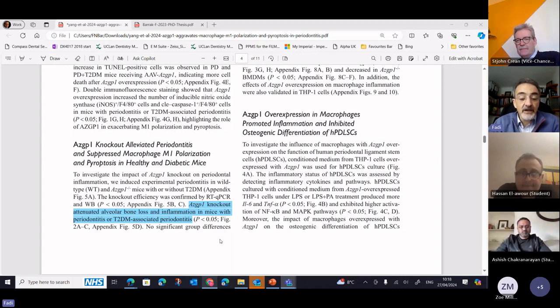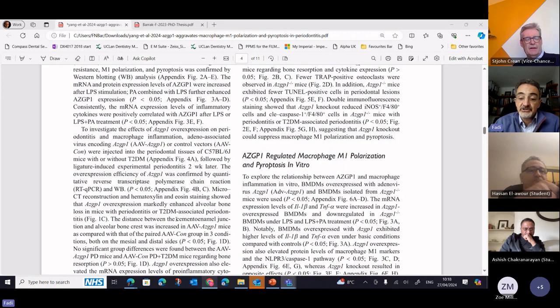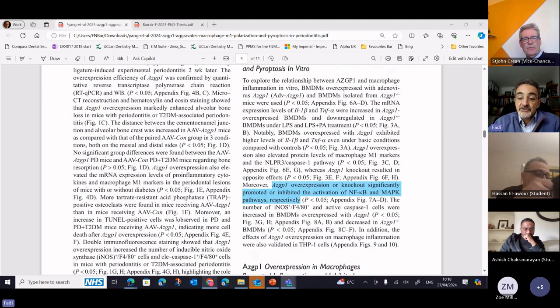Yes. Great. So basically, the next set of results they did. They used knockout mice, in other words, mice that didn't have the gene for this glycoprotein. The AZGP1 gene was removed, so they weren't able to produce this. And they found that this reduced alveolar bone loss and inflammation with periodontal and type 2 diabetes associated periodontitis. So if you don't have the gene, it reduced bone loss and inflammation. They also found that the overexpression of the gene or the knockout significantly promoted or inhibited the activation of that inflammatory gene.